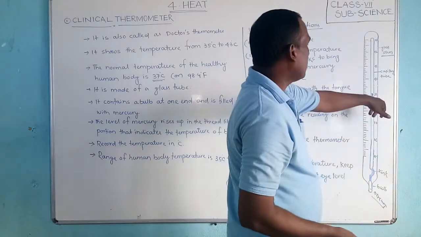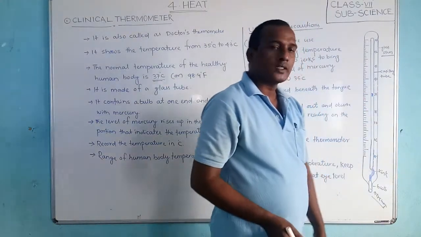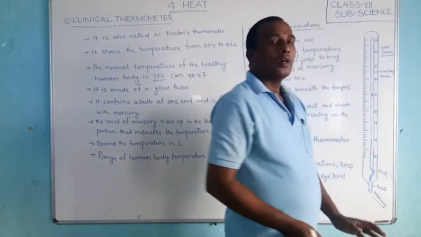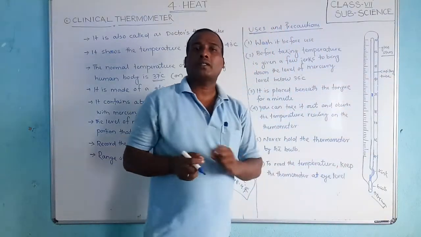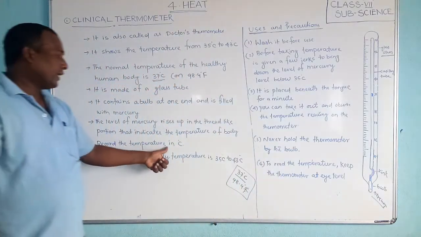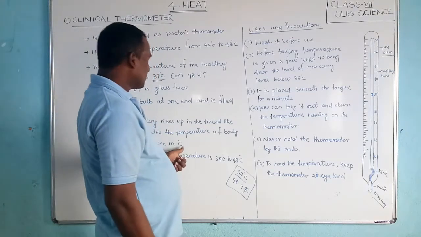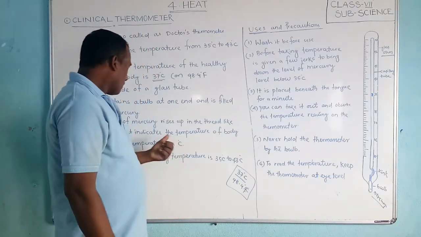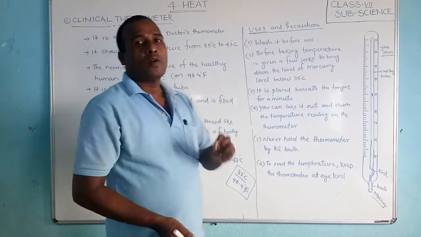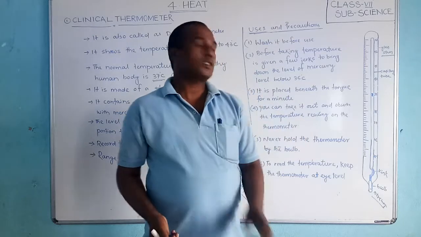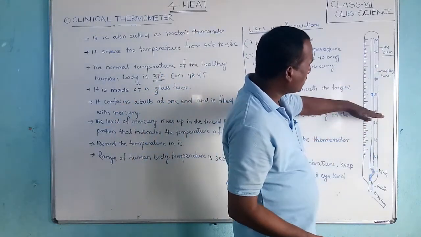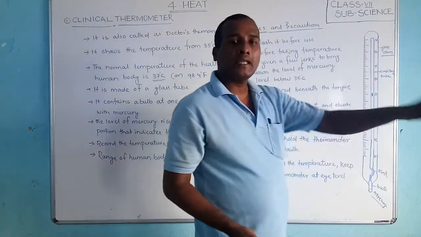Suppose the mercury comes to here, then you can say it is 39 degrees Celsius. If it comes to here, then 41 degrees. Wherever the level comes, we can easily find out your body temperature. Record the temperature in degrees Celsius, C meaning Celsius. Whenever you measure temperature, you have to say it in degrees Celsius, whatever number the mercury reaches.